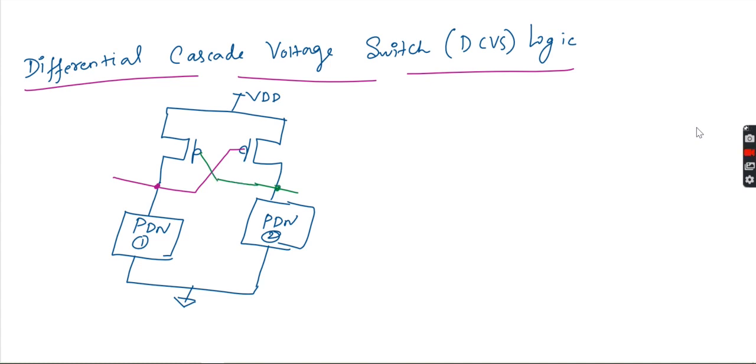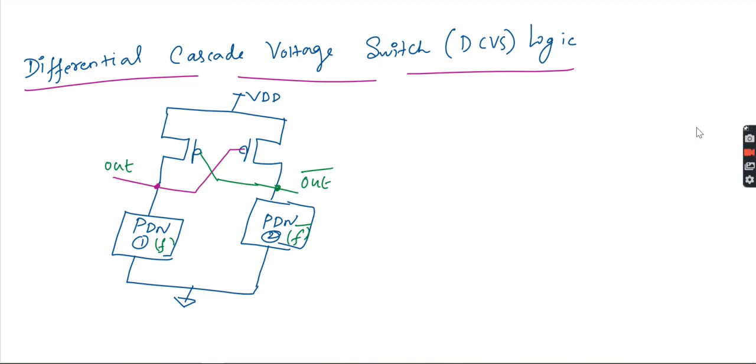Here we are going to take both the complementary and non-complementary outputs. Here we take it as out, and this side as out bar. Now you may think about the pull-down networks. Pull-down network 1 is a function, and network 2 is the function bar network.